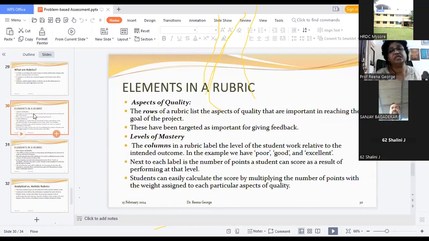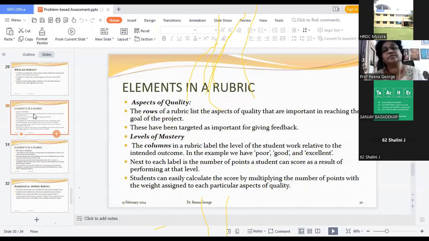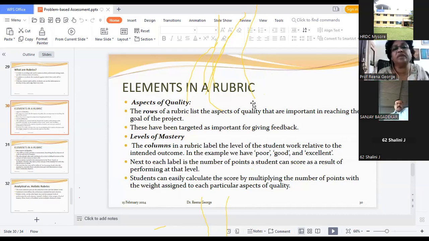So now we'll see the elements in the rubric. There will be aspects of quality. So you're familiar with rubrics. And in rubrics, we have rows and columns. In the horizontal row, we have aspects of quality. And we say good, excellent, bad, poor, like that. It's the quality, so that is given in rows. Rows of a rubric list the aspects of quality that are important in reaching the goal of the project. And in columns, we have levels of mastery.